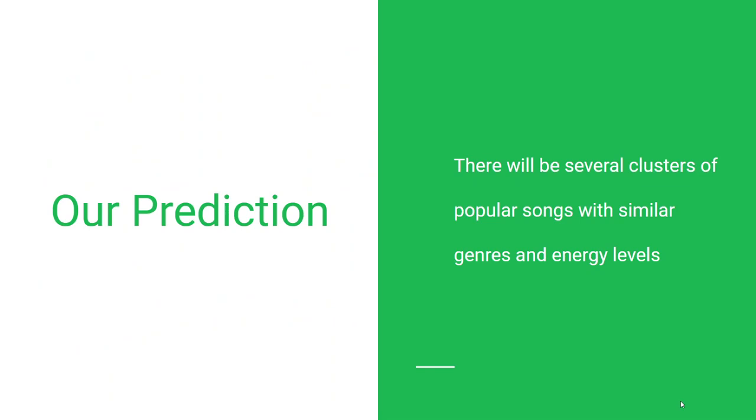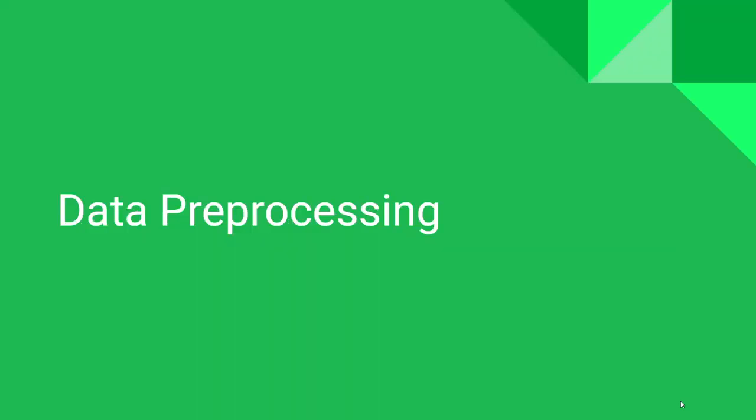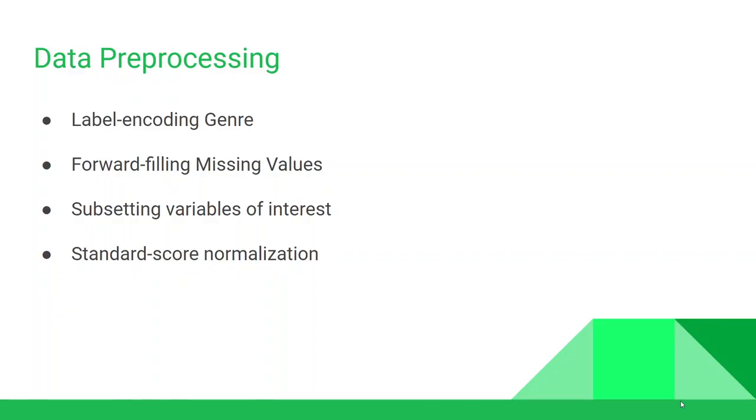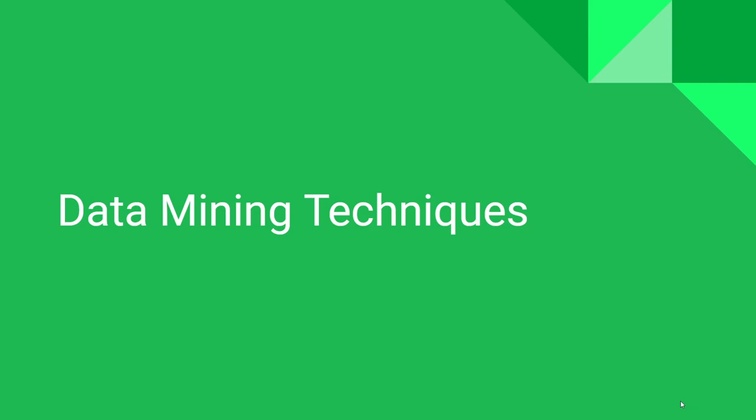With our prediction, we predict that there will be several clusters of popular songs with similar genres and energy levels. Our data processing will be included in the next couple slides. It will include label encoding with genre, forward filling with missing values, subsetting variables of interest, and standard z-score normalization. Our data mining techniques will be included in the next slides.